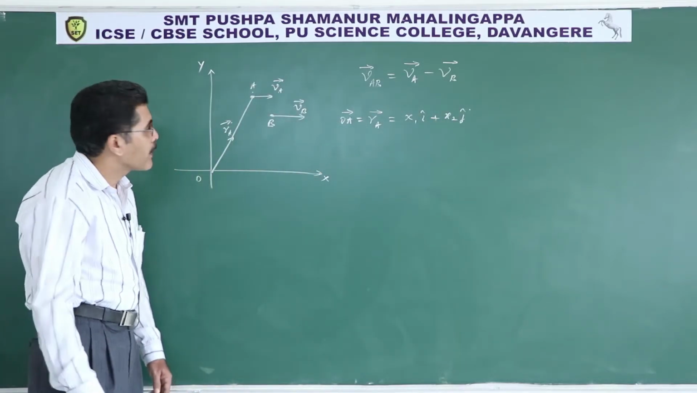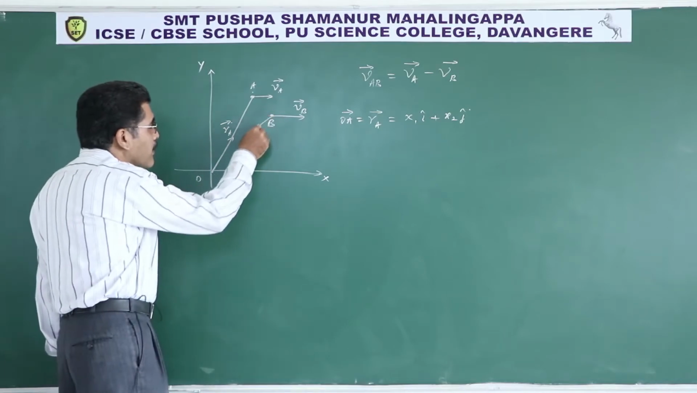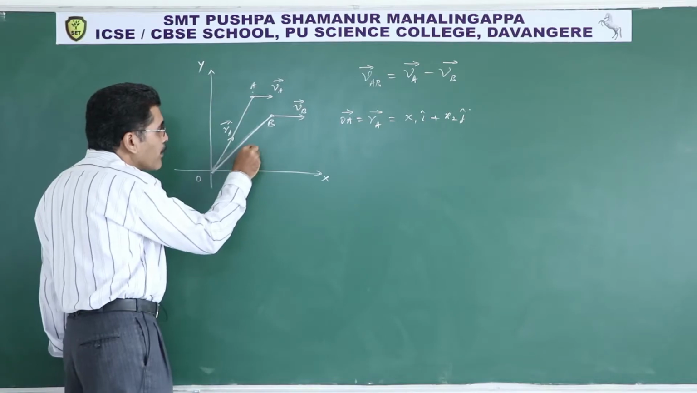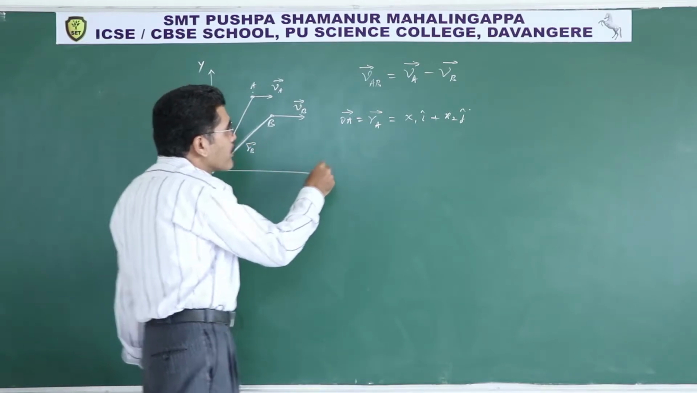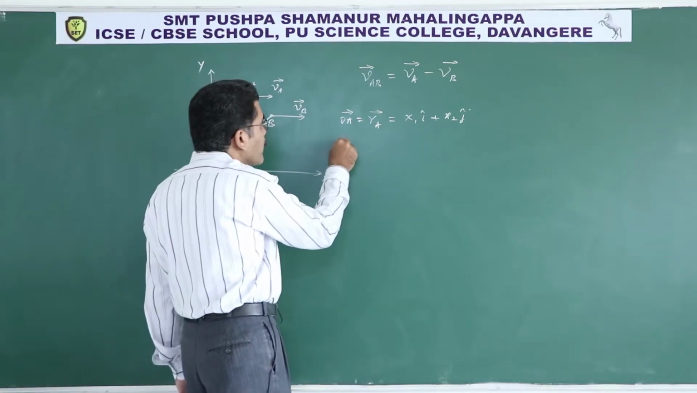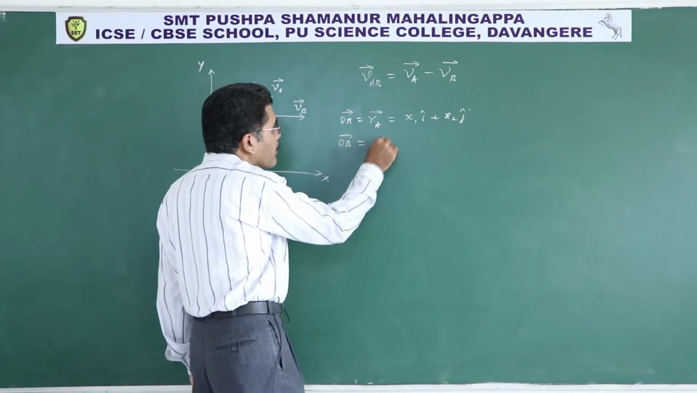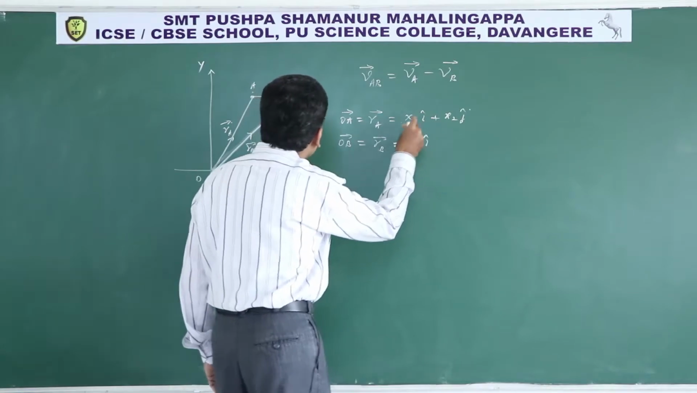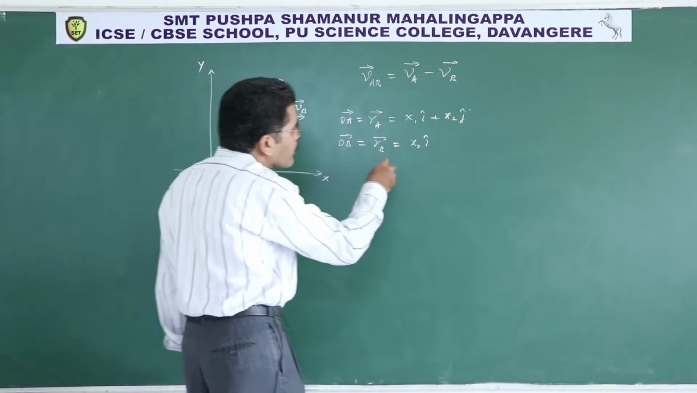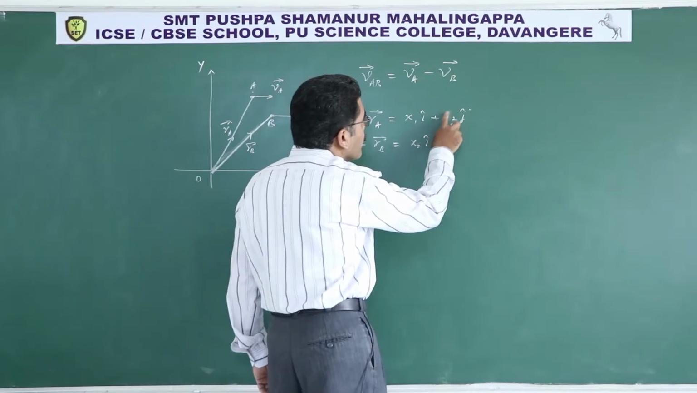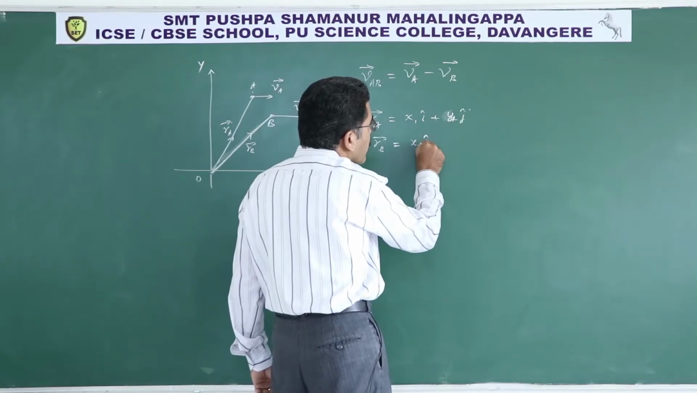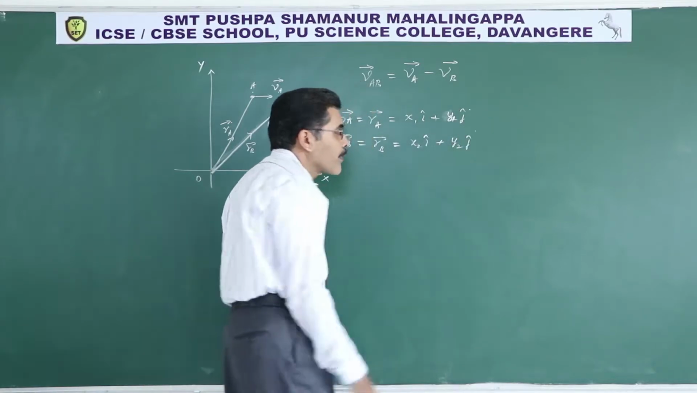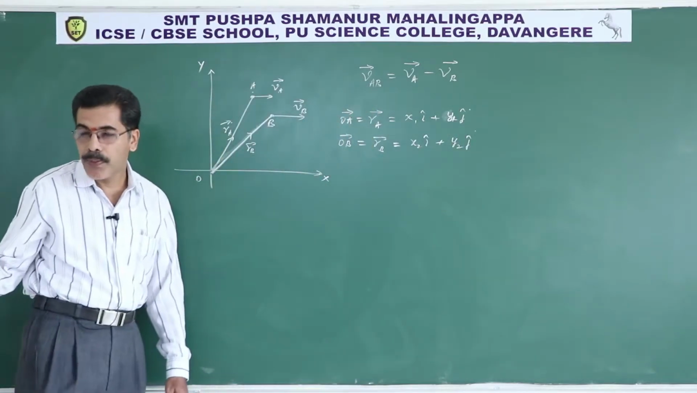Have you got my point? And say I take the position vector of B as RB, which is represented by OB, equal to RB. If I indicate the coordinates by x2, y2, then this is x2 into i cap plus y2 into j cap. Then what is the displacement produced?